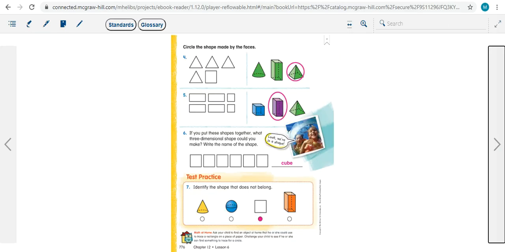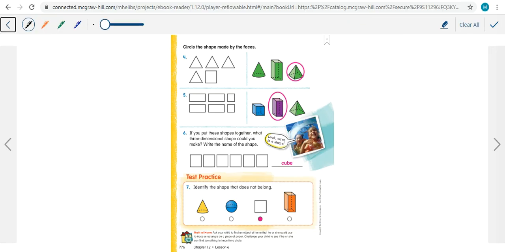Next page. Circle the shape made by the faces. Which shape has 4 triangles and 1 square? It's a pyramid, so circle the pyramid. Number 5, which shape has 4 rectangles and 2 squares? It's a rectangular prism. Number 6, if you put these shapes together, what three-dimensional shape could you make? With 6 squares, you can make a cube.